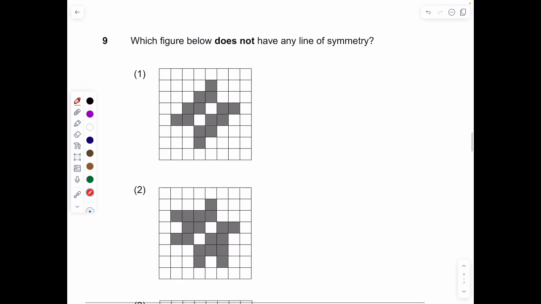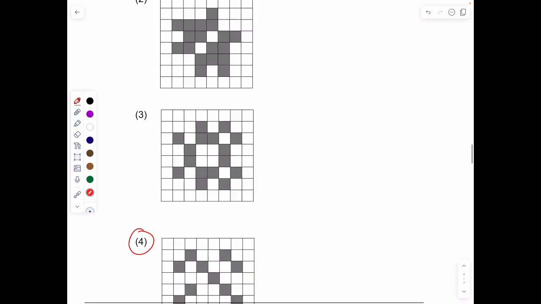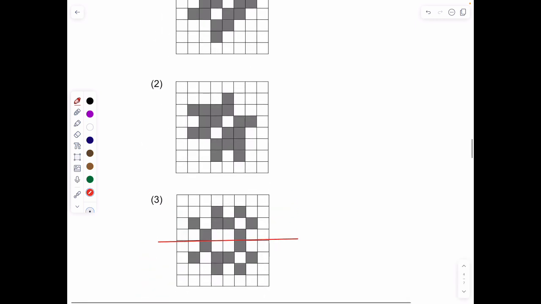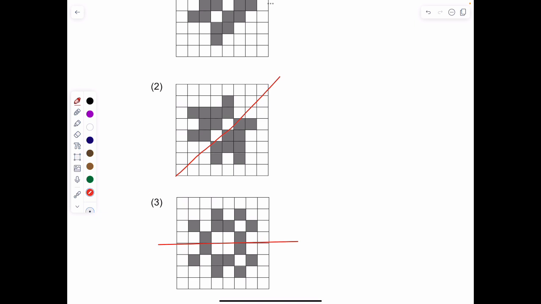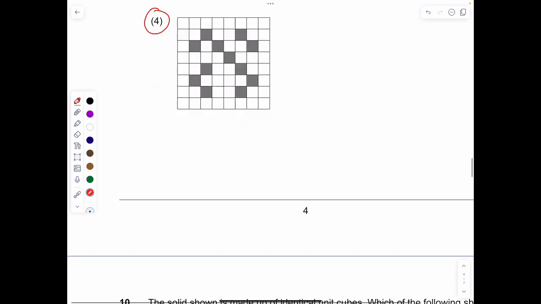Question number 9. Which figure does not have a line of symmetry? So very quickly, it will be 4. Because no matter how we draw it, there can never be a line of symmetry. For the rest, just to show you how a line of symmetry looks like: a line of symmetry happens when you can divide it into a mirror image between the two. So in this case, 3 has a line of symmetry. 2 also has a line of symmetry. 1 has a line of symmetry. Okay? Next.